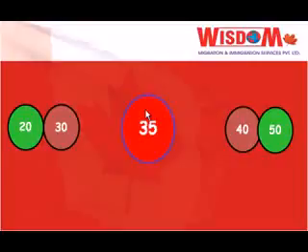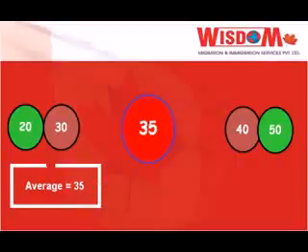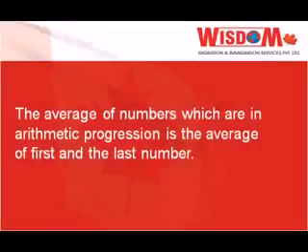But what if the series is so big that it becomes nearly impossible for you to calculate the middle number? Then the second point illustrates that the average of the numbers which are in arithmetic progression is the average of the first and the last number. Now in this question, the first number is 20 and the last number is 50. Hence the average of this series is (20 + 50) / 2, that is 35. So I'm elaborating the second point in detail. The average of numbers which are in arithmetic progression is the average of the first and the last number.